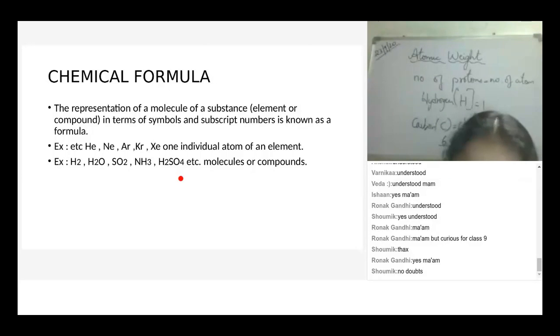So the formula is nothing but the representation of an element, or a group of elements combined to form a compound, by presenting the subscript numbers. That is known as its formula.